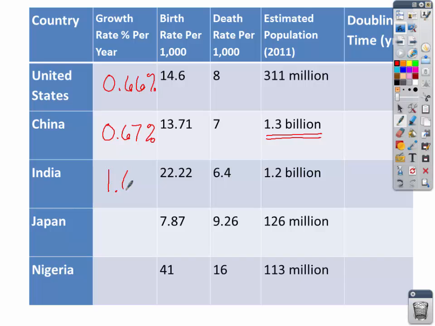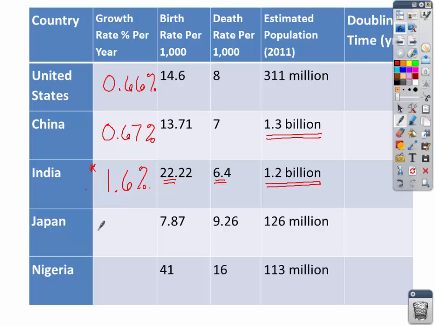Now let's take a look at India. Calculate the growth rate through, and you get 1.6%. Here we have a situation where exponential growth is occurring. The growth rate percentage is greater than 1. If you're looking at the numbers, 22 births per 1,000 people, only 6 deaths per 1,000 people. They're growing exponentially, and they have 1.2 billion people. So India, in the very near future, is going to surpass China in population. Think about that and about their demand on resources as we move into the future.